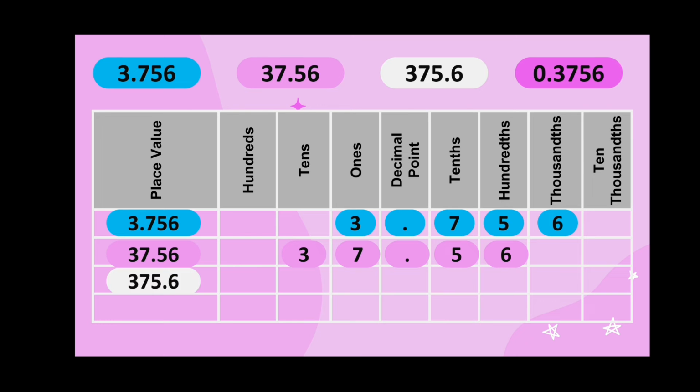Next decimal number is 375 and 6 tenths. The place value of the first digit, 3, is hundreds. So, sunod-sunod lang din. Followed by 7 sa tens, 5 sa ones, decimal point, and the last digit, which is 6 sa tenths naman siya.